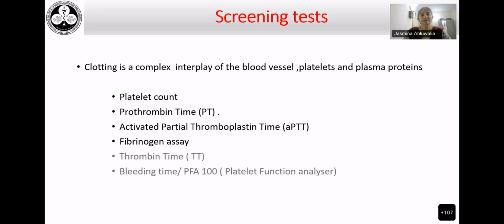Because clotting is such a complex interplay of blood vessels, platelets, and plasma proteins, it's very easy to understand that there will not be one test which will answer all our questions. So for this, a battery of 6 tests usually forms the clotting screen. This includes the platelet count, the prothrombin time, the activated partial thromboplastin time, the fibrinogen assay, the thrombin time, and the bleeding time. Out of these, the last two are usually done a little less than the upper four which are shown in the panel. Thrombin time essentially will help in fibrinogen disorders, and bleeding time has some issues, so it has not remained a very popular test and has been replaced by the platelet function analyzer in some places.